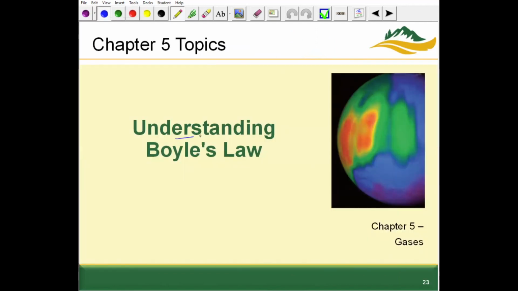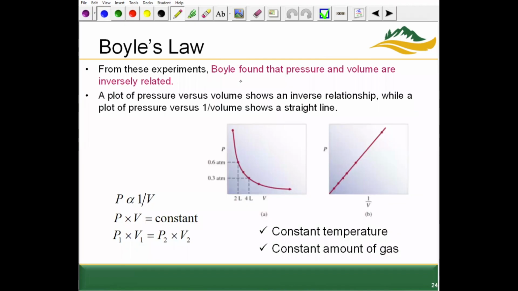Next, we're going to start going into the different variations of the ideal gas law, the first being Boyle's law. Boyle was a scientist that made the connection for the formula we're going to practice with. Boyle found that pressure and volume are inversely related. As pressure goes up, volume goes down. As pressure goes down, volume goes up. This is what we mean by an inverse relationship between pressure and volume.